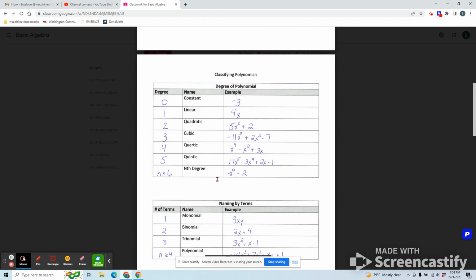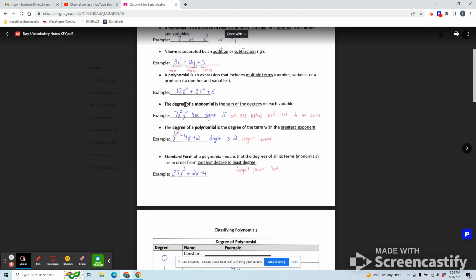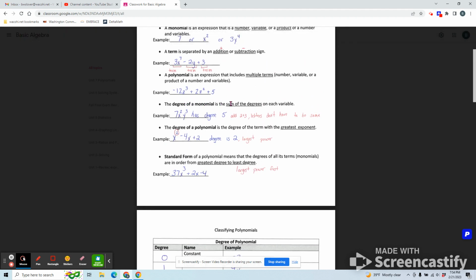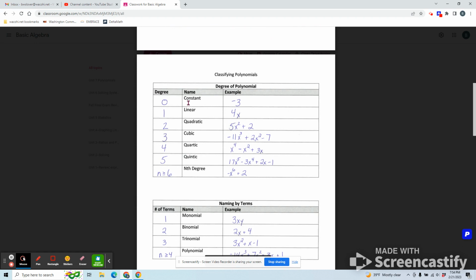So now that we have that terminology out of the way, let's get more specific when we start talking about classifying polynomials. If I have something that has a degree of 0, remember, we said the degree of a monomial is the sum of the degrees of each variable. So if we have a degree of 0, that means we have a constant. It means there's no letters in a constant. A constant has no letters. You've been dealing with constants for a very, very, very long time, since kindergarten.